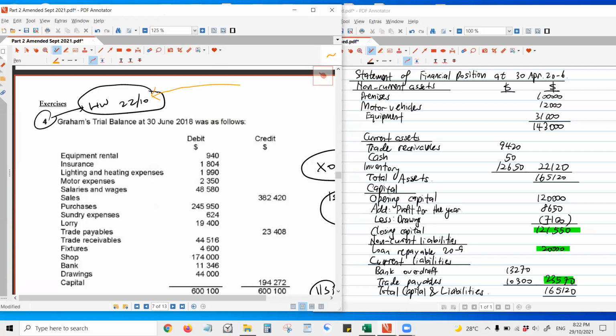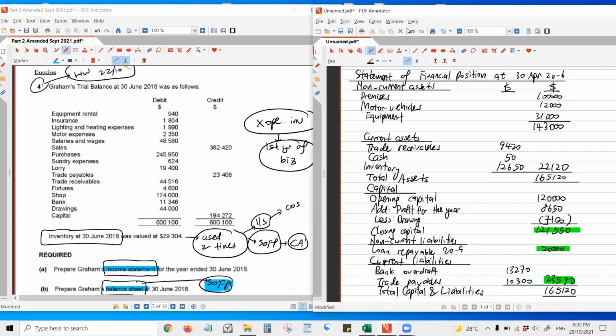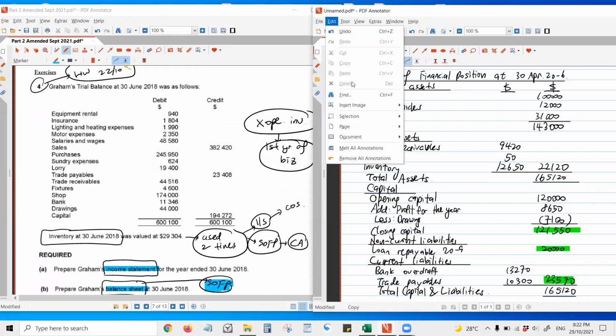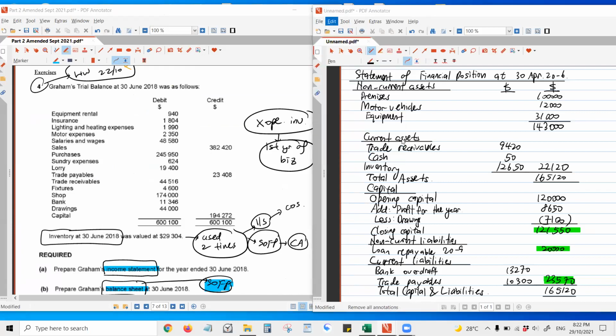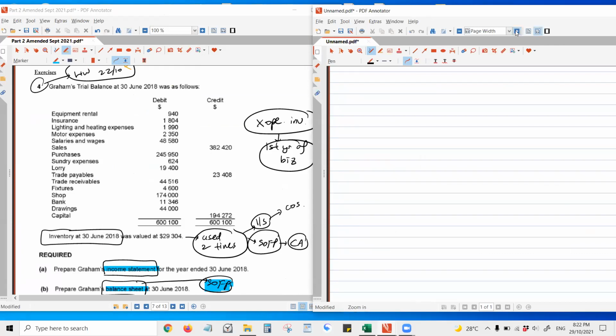Okay, now come have a look at this. Graham question on Graham. This question, they ask us to do both income statement and SOFP. Balance sheet is SOFP, right? The other day I told you about it. Okay, let me erase the answers on the right hand side of my screen to let me have the space to write the answer.